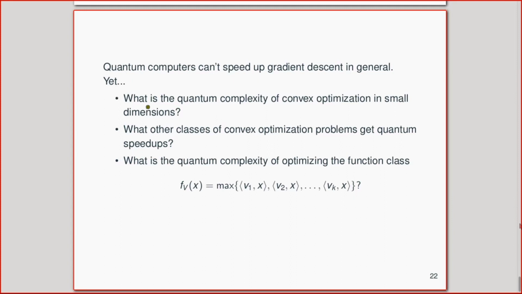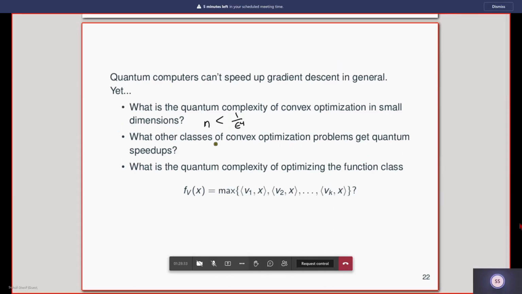The more low-level open questions directly related to this talk is, what is the complexity when n is smaller than 1 by epsilon to the 4? We haven't settled what the quantum complexity of convex optimization is. We saw that the class that we used for the randomized algorithm actually got a quantum speedup, and that's what people are more interested in when there actually are speedups. So what other classes do get quantum speedups?